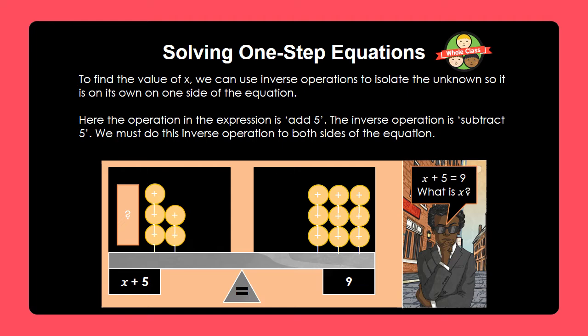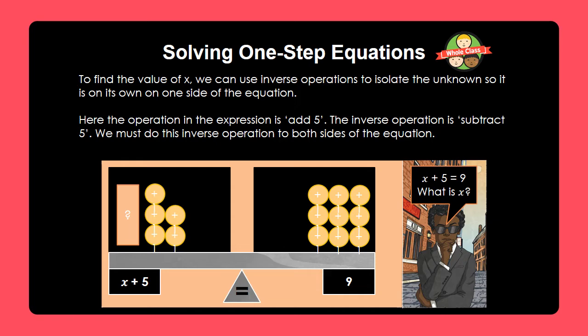So if you have a look at the equation shown on screen, we've got x plus 5 equals 9. The inverse operation is to subtract 5. Instead of adding 5, we're going to subtract 5. And we must do this inverse operation to both sides of our equation.